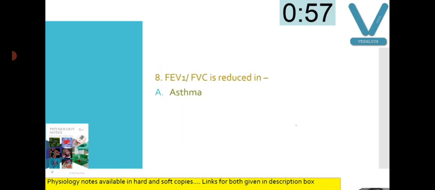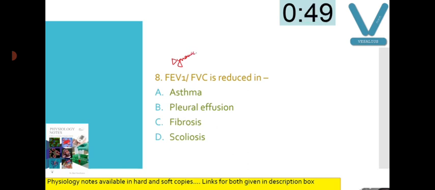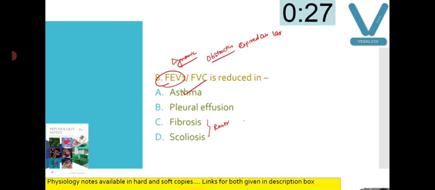FEV1 upon FVC is reduced in which condition? That we have discussed in dynamic lung volumes and capacities. Here, FEV1 means in first second. If the person is having obstruction, then in the first second, expired air is less. So this is in asthma. In fibrosis and scoliosis, restrictive diseases, the person is having reduced FVC, not FEV1.